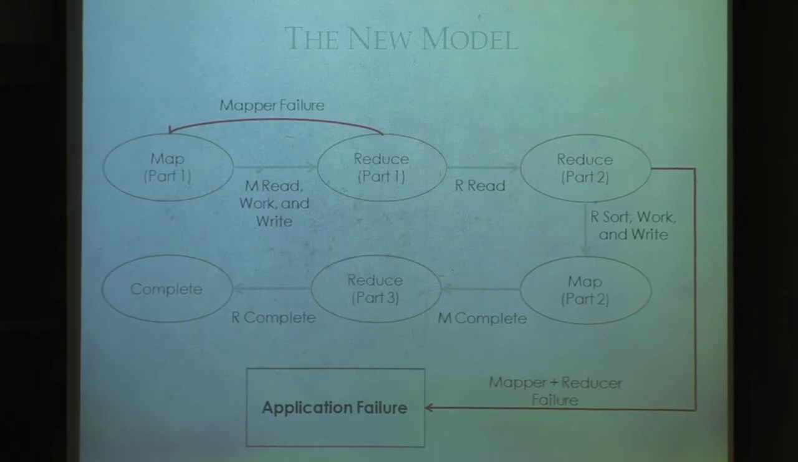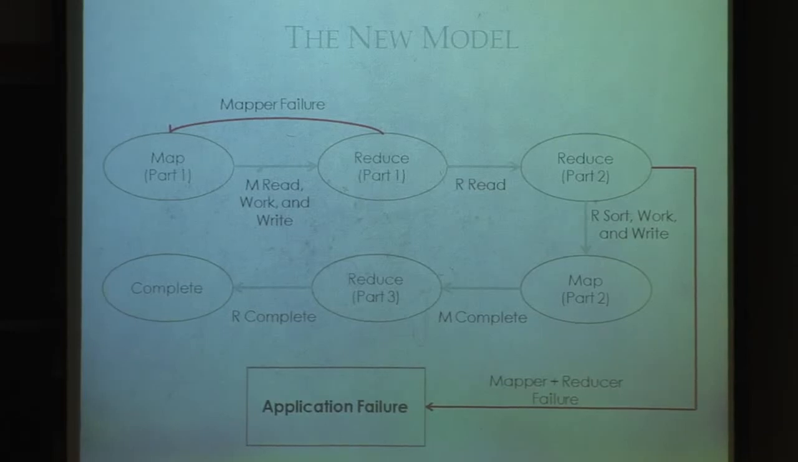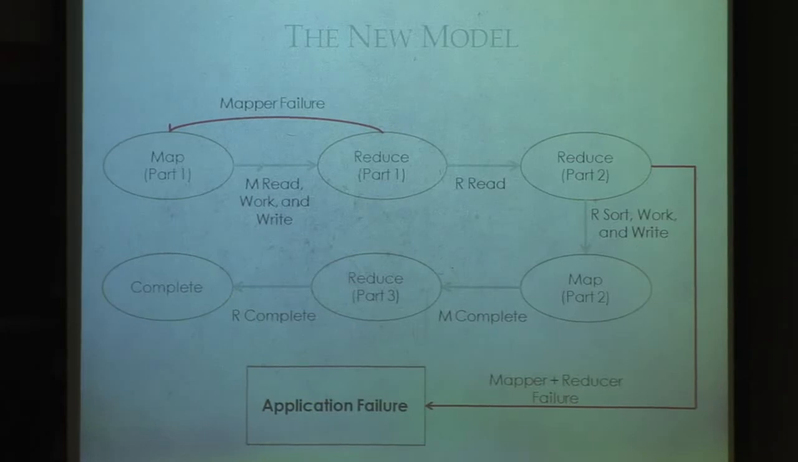The reason for this is that we assume in our model a uniform key distribution on the map side. In other words, we assume the mappers are going to create a set of keys such that all the reducers are going to need at least one key value pair from every mapper. So if a mapper should fail after the reduce read is complete, MapReduce will not re-execute mappers. So should a mapper fail and then a reducer fail, the reducer will have no way to get back that key value pair that was lost. And so the application overall fails. So that's the new model.